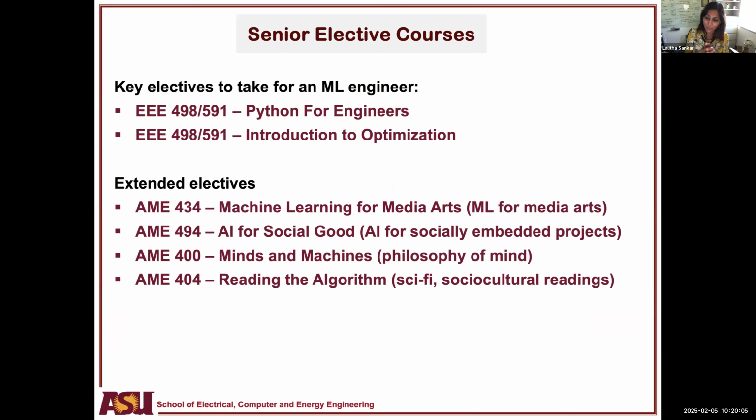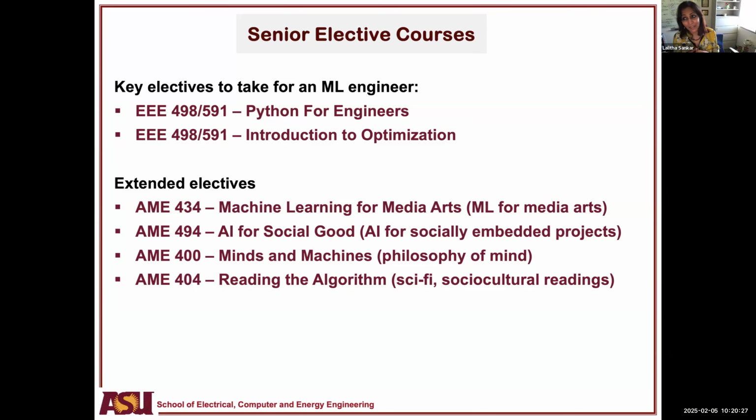So there's a 498, 591, which will be introduced in fall 2025, which is Introduction to Optimization. It's going to be a much more applied class. It'll actually introduce you to some of the basic algorithms in machine learning, which will make it easier to do the 394 class and do neural networks and things like that in that class.